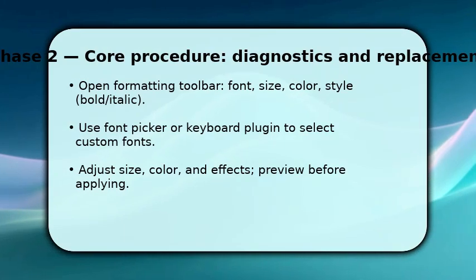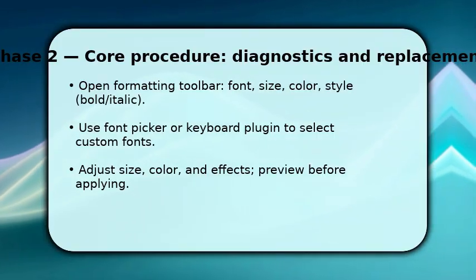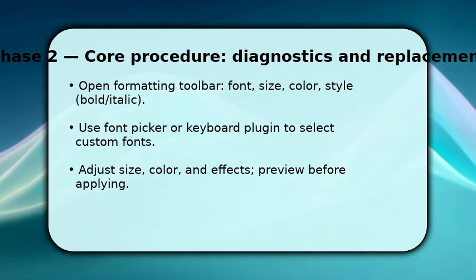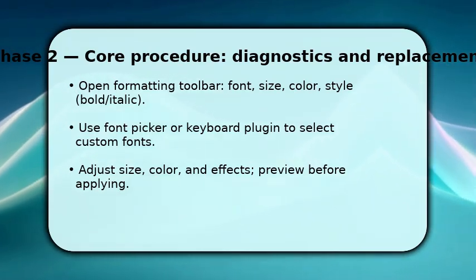Once the text is highlighted, open the formatting toolbar or keyboard plugin. That panel is where you choose font, size, color, and style. You select a font from the picker. If the app allows custom fonts, install or enable the font first. Then change size and color.